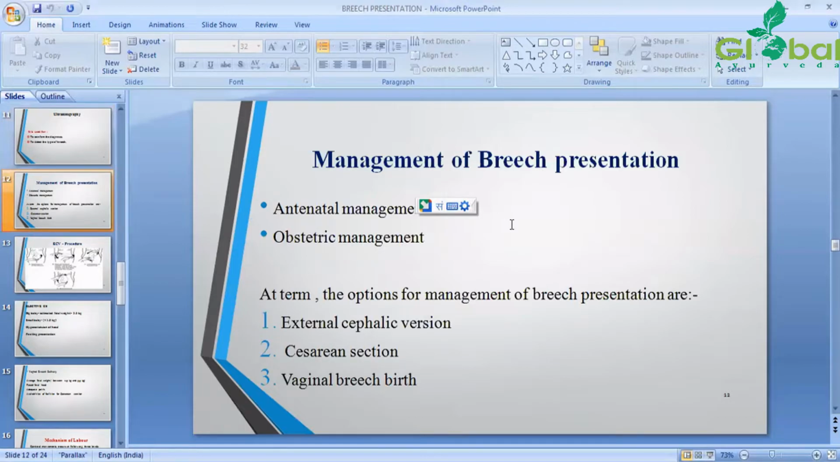There is antenatal management and also obstetric management. That is, we can manage the breech presentation, first of all, through external cephalic version, then by cesarean section or by vaginal breech delivery.